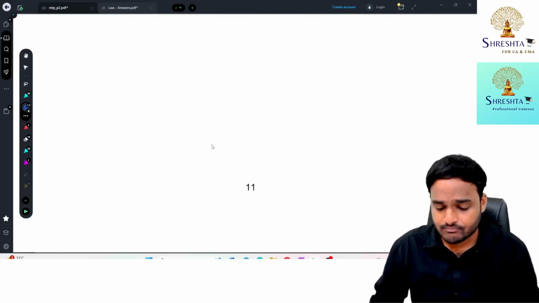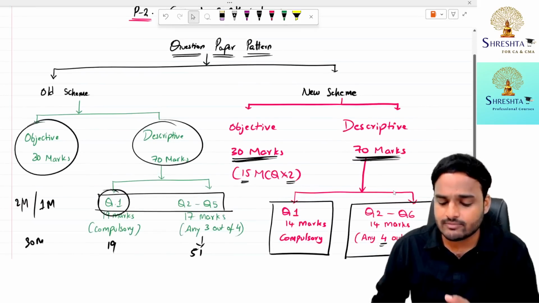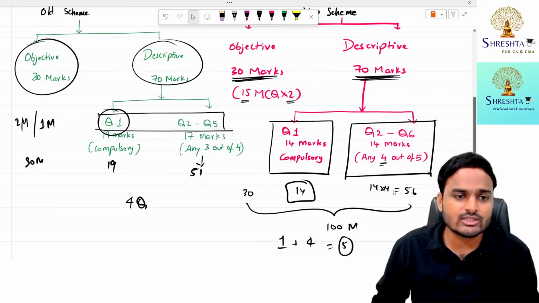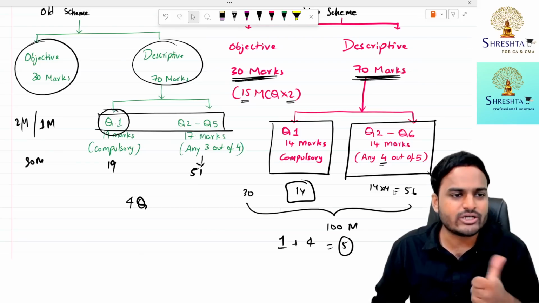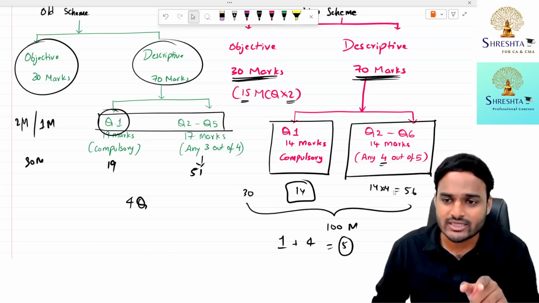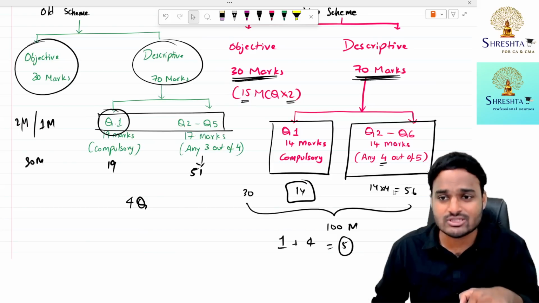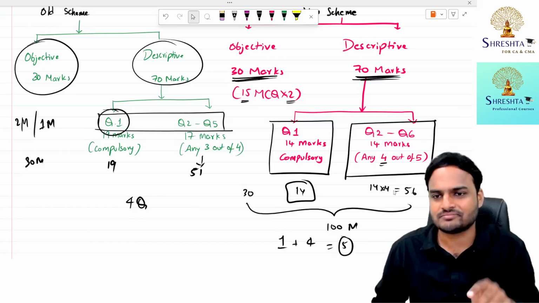So with this, the mock test paper is completed. And don't forget the question paper pattern. Looking at this question paper pattern, the number of descriptive questions has increased, right? Previously, out of 5 you needed to write 4, and right now we have 6. Out of 6 you need to attempt 5, and in each question we find 4 sub-questions.